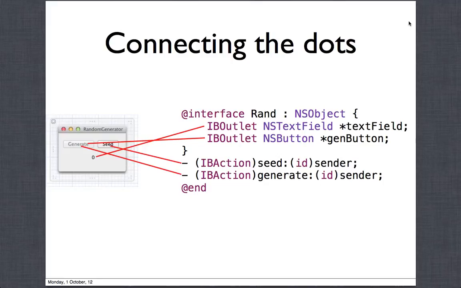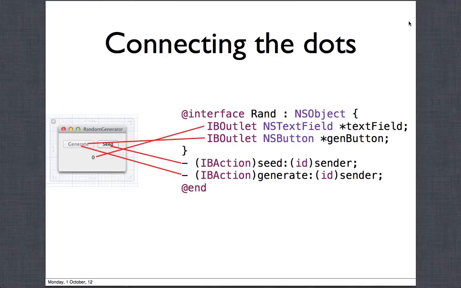We had a button. We actually had another outlet for the button because you remember we wanted to make the generate button disabled by default. So when you run the application, it's disabled. You cannot generate numbers. And we enable it by pressing seed. Seed will seed the random generator with the current time and make the generate button enabled.